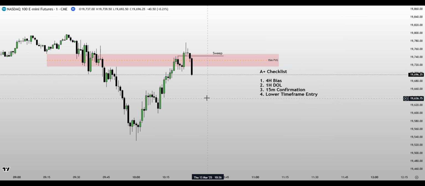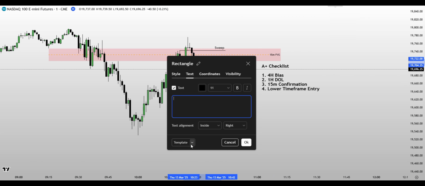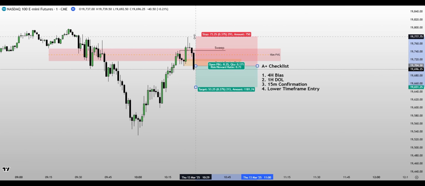Price then forms a very nice breaker right here. There is a potential entry you can take. Right here, bearish breaker, inverse bullish gap, potentially forming a bearish gap right here. This is an optimal entry for me. You would enter on the retest, stop above the high.